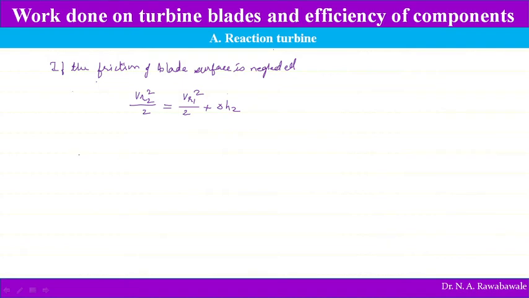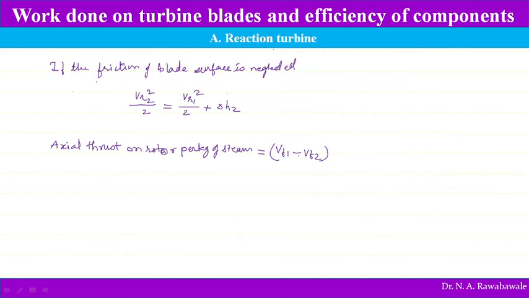Then axial thrust on rotor per kg of steam is equal to VF1 minus VF2. This is for reaction turbine. So this is how we have seen the terms related to the reaction turbine.